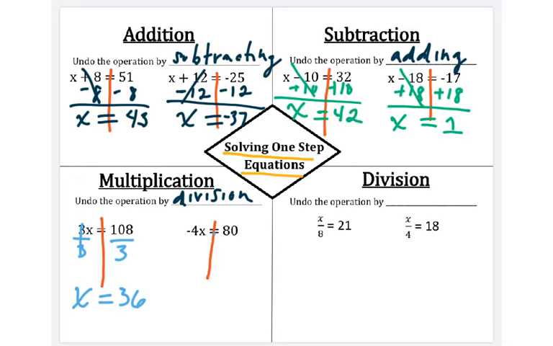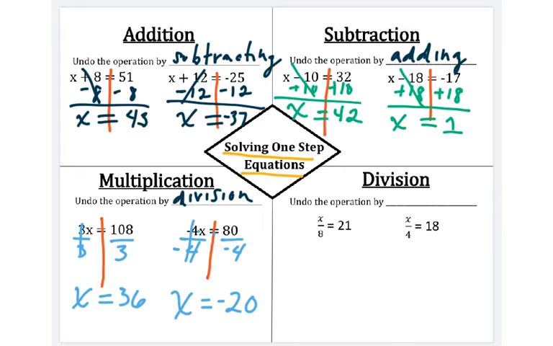So to get x by himself, we need to get rid of the negative and the 4. To undo multiplication, we are dividing by negative 4. If we divide negative 4 on the left, we also need to divide negative 4 on the right. So that leaves me with x equals 80 divided by negative 4 is negative 20.